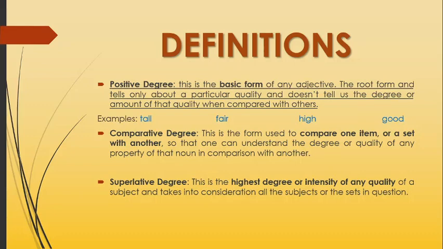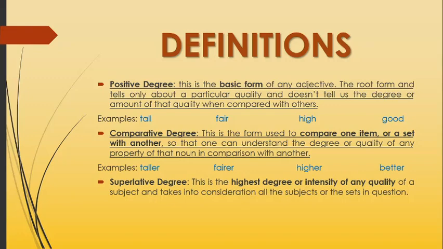On the other hand, comparative degree is used to compare one item or a set with another. So we can have a comparison between two individuals, or we can have a comparison between two different groups, so that one can understand the degree or quality of any property of that noun. Say, for example, its height, or its plumpness, or its beauty, or whatever. Any property, any quality of that noun in comparison with another.